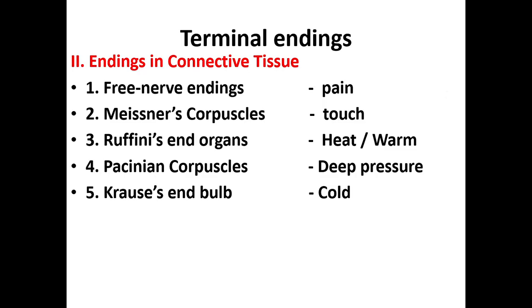We also have terminal endings in connective tissue. Again, we have the free nerve endings for pain, Meissner's corpuscles for touch, Ruffini's end organs for heat or warmth, Pacinian corpuscle for deep pressure, and Krause end bulb for cold. I would like to point out that the terminal ending in connective tissue for touch is Meissner's corpuscle, and in the epithelial tissue, it is Merkel's disc. So take note of that.